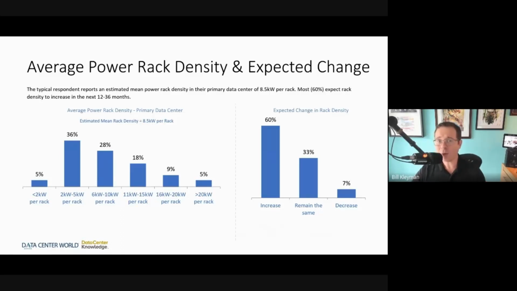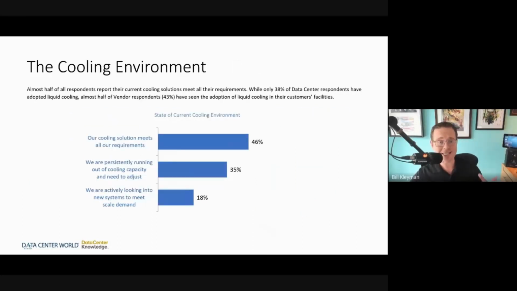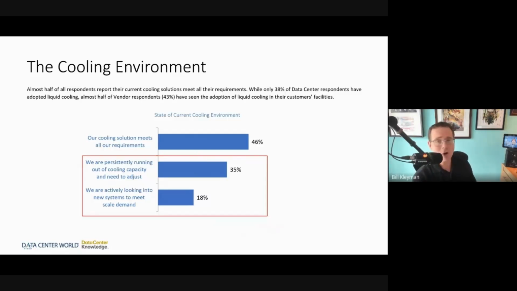Now, while we're putting more stuff in our environment, we also have to cool it, right? And keep it nice and contained and cool. Now, this finding, oh my gosh, was absolutely fascinating. Check this out. Our cooling solutions meet all of our requirements. Again, this is from the latest State of the Data Center report. 46% stated that. Does that mean that 54% are running out of cooling capacity? That's actually the case. There's more density, more high performance compute, more requirements from our facility.